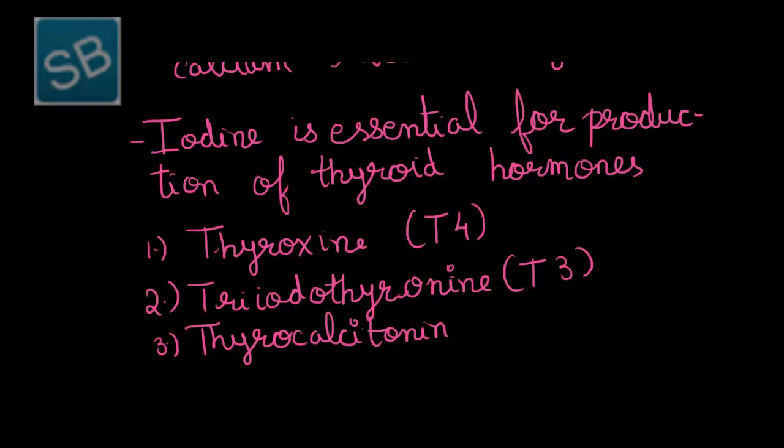Like other hormones, the lack or excessive secretion of these hormones can also cause disorders. Till now we have studied the structure and function of the thyroid gland. Now we will understand the disorders associated with the deficiency or excess secretion of the thyroid gland. There are various disorders associated with the thyroid gland.